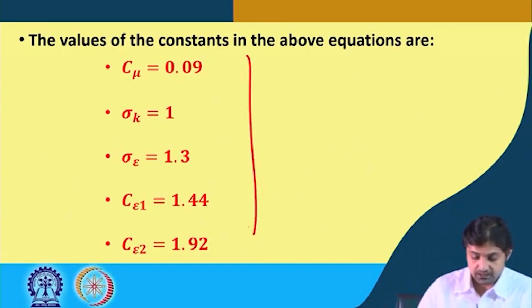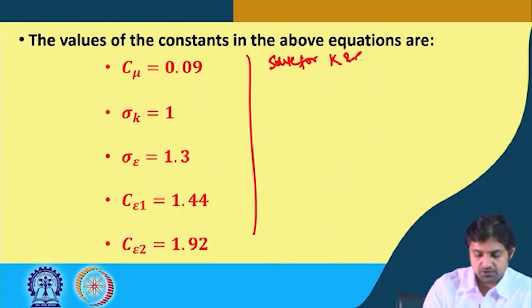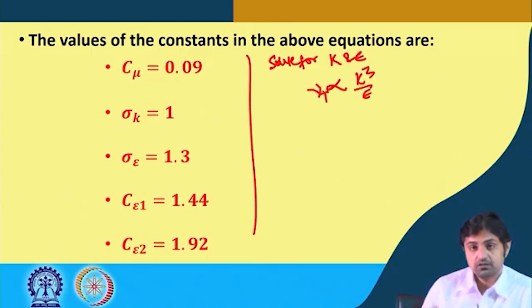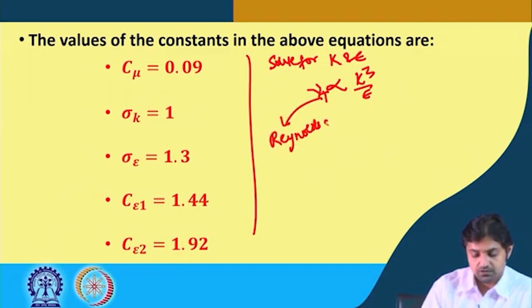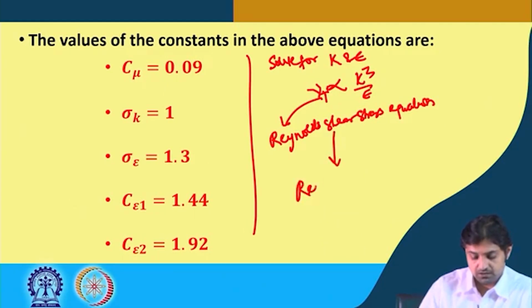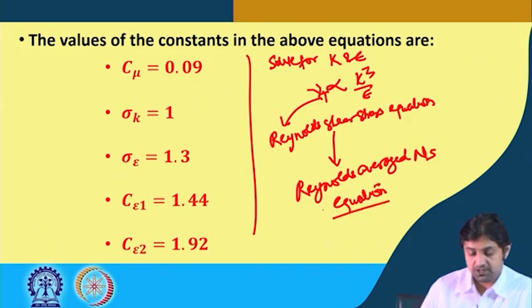So, just writing it down, solve for k and epsilon, then nu t is related to k square by epsilon, put this in the Reynolds shear stress equation and use that in the Reynolds averaged Navier-Stokes equations. It is quite a complex way, but it gives good results.